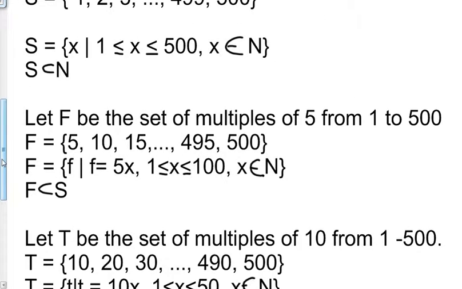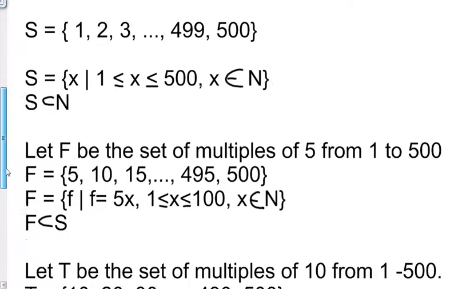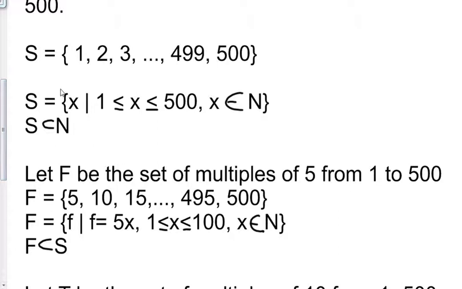Let f be the set of multiples of 5 from 1 to 500. F is equal to 5, 10, 15, ..., 495, and 500. F is equal to f such that f is equal to 5 times x, and we defined x up here. Then I further define x to be between 1 and 100 because, let's face it, 5 times 100 is 500, so I can't go above 500, and I cannot go less than 5. So x is going to be between 1 and 100, but x is within the natural numbers, of course. So f then is a subset of s.